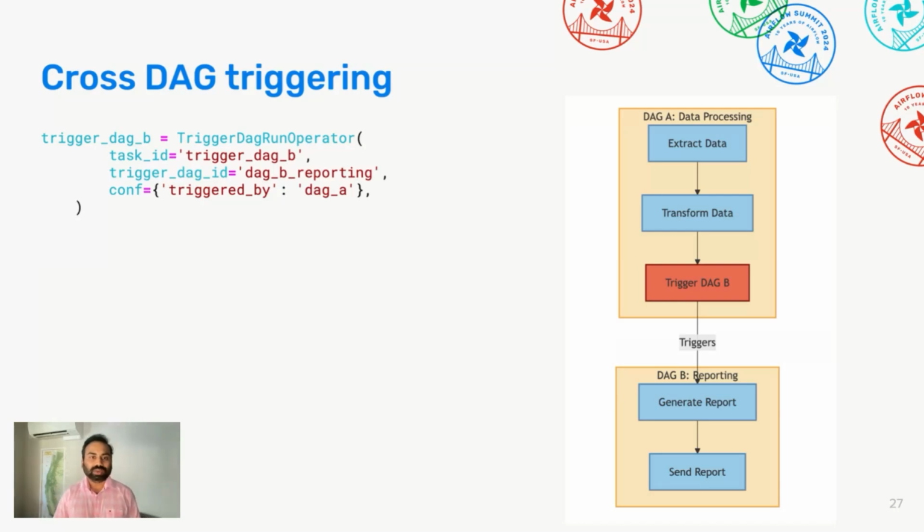Let's say we want to trigger the generate report after data processing. Then we use a component called the trigger DAG run operator, where we can define that when the data processing is complete, we can trigger the reporting process.